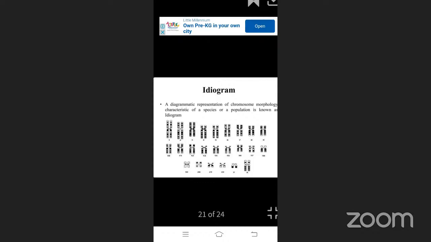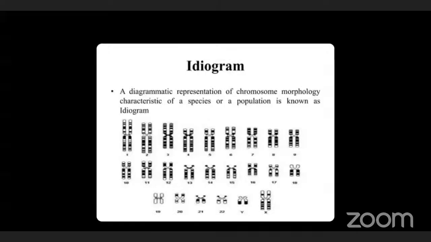So there are also special types of chromosomes. In different forms of morphology and function, they are termed special types of chromosomes. That is the giant chromosomes, and another one is the B chromosomes.